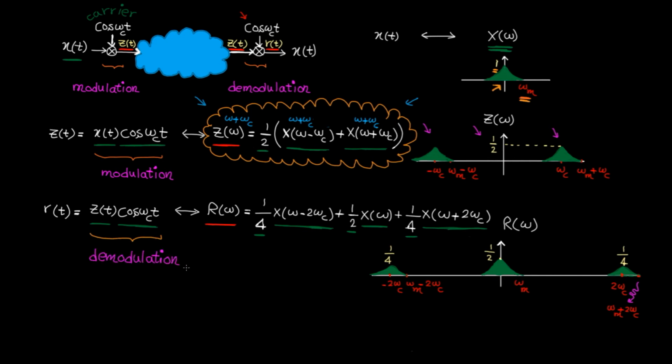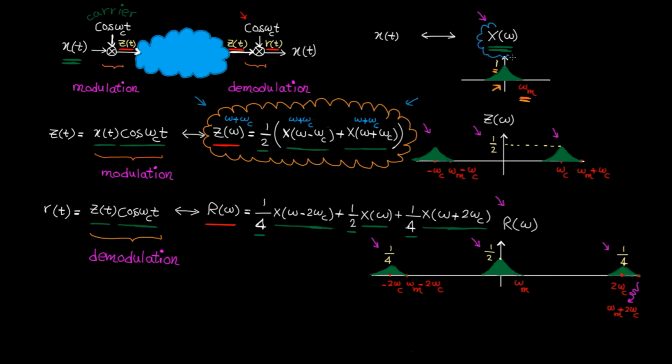Let's step back again and think about what we are doing. We basically want to recover the original message, i.e. x(t), in the receiver side. If you compare the frequency content of X(ω) with R(ω), this part is the same, just the amplitude is different. But these two copies are extra, or basically undesired.